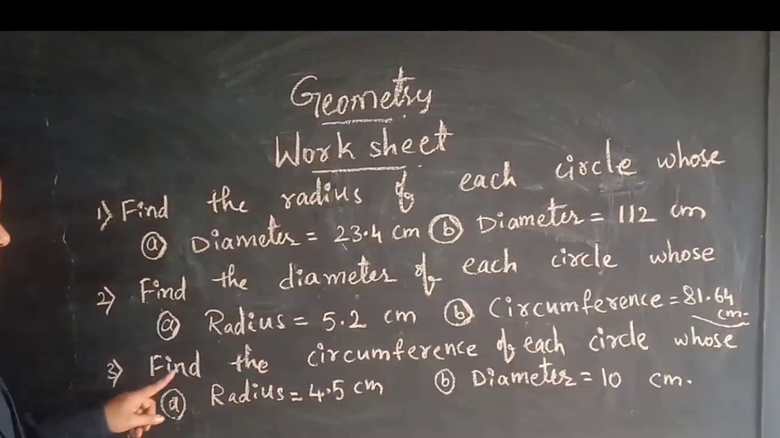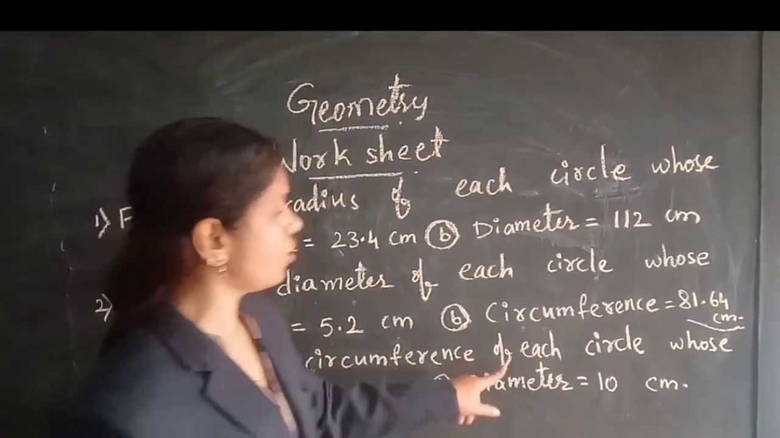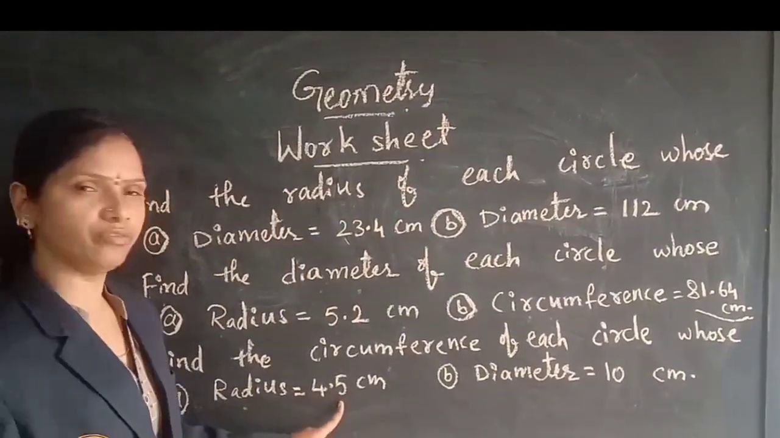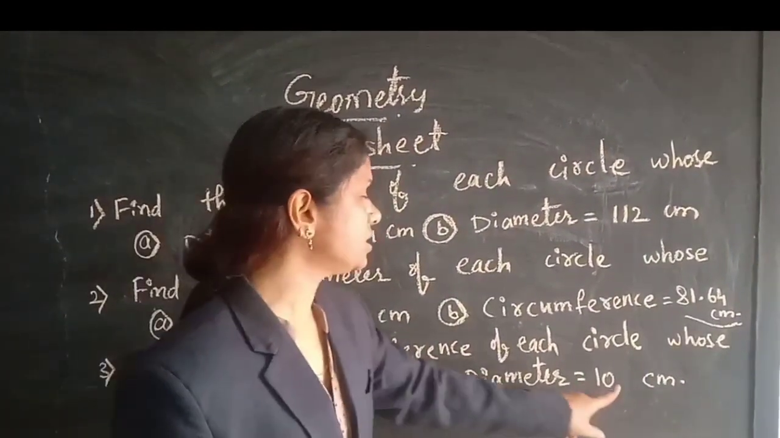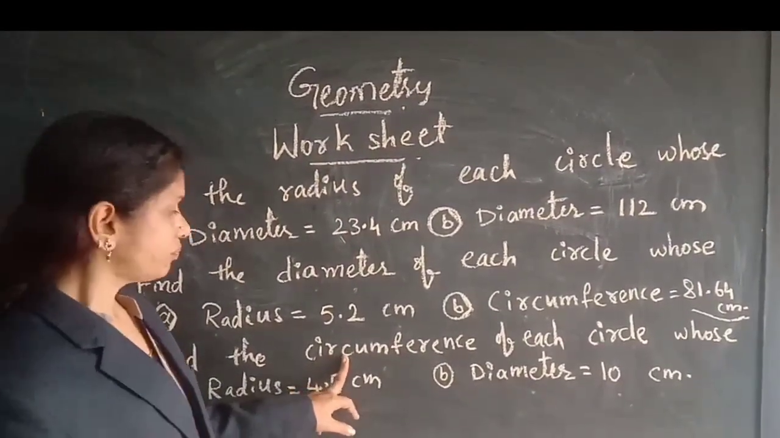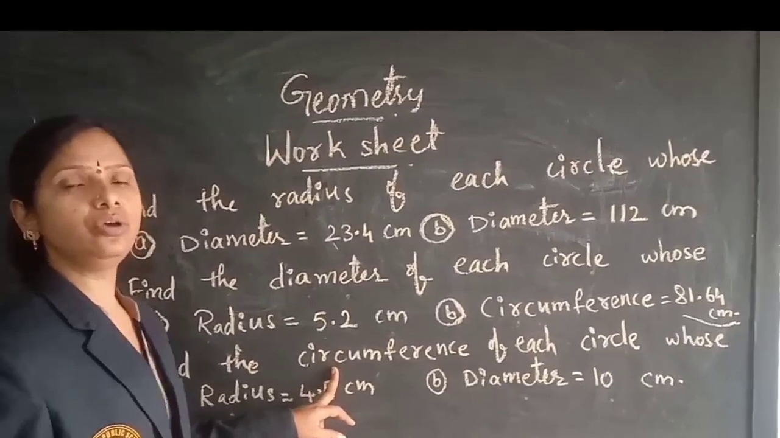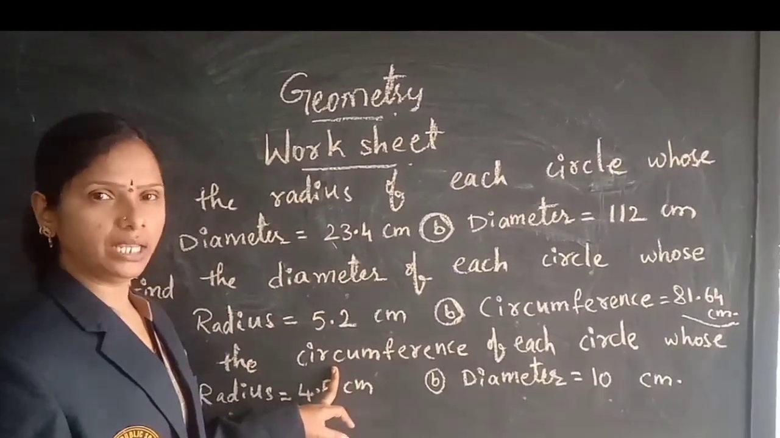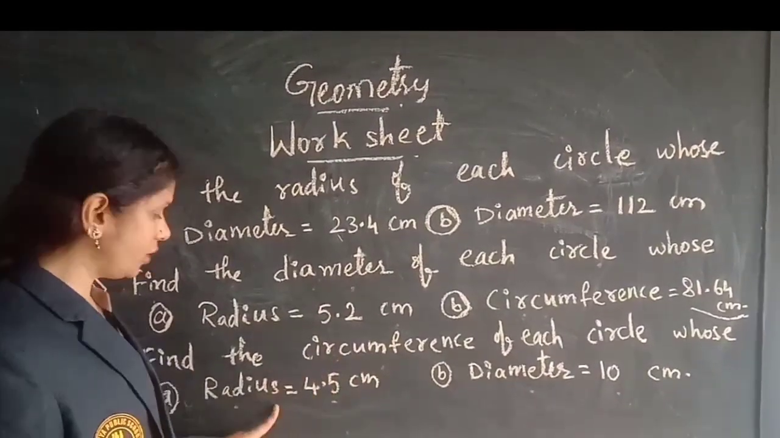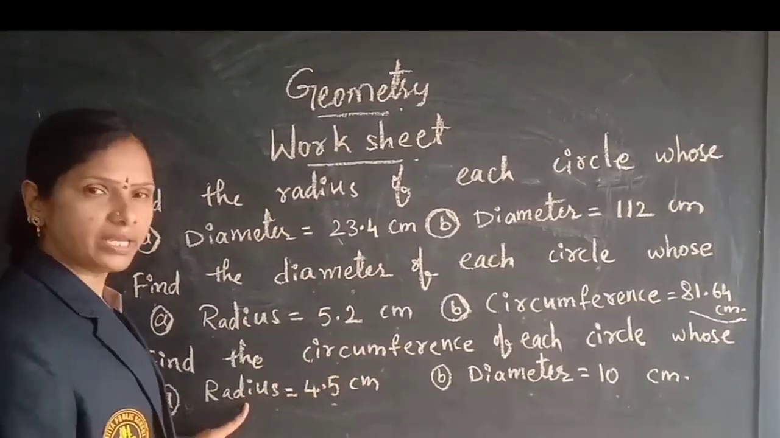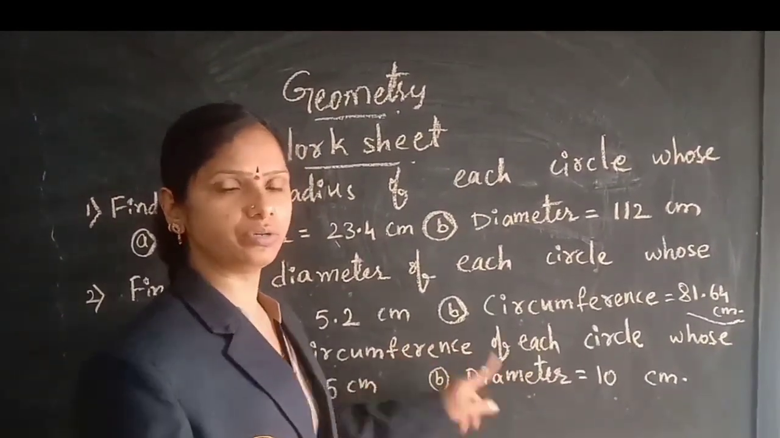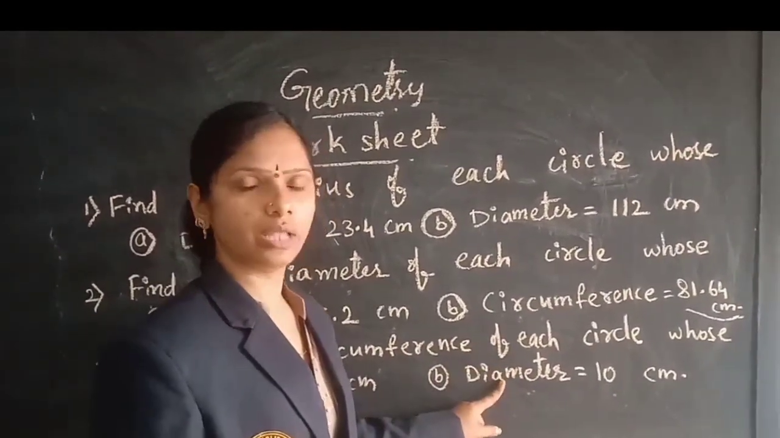And coming to this, find the circumference of each circle whose radius is 4.5 centimeters and diameter is 10 centimeters. Circumference and diameter: first you take circumference is equal to 22 by 7 into d. Instead of d you can take 2r. You need to use this formula to get the circumference from the radius. Now circumference and diameter, as you already know, circumference is equal to 22 by 7. You need to use that formula, children.